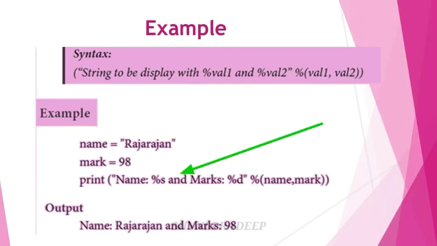See here, in print, first you have to write name and next %s and marks %d. After that write the % again, and within the parenthesis write the variables' names, name and mark. Okay, when you are giving like this, the name Rajarajan and marks 98 will be printed on the output screen like this, in a single line. So by using the string formatting operator, you can replace the parts of strings with the data stored in variables.